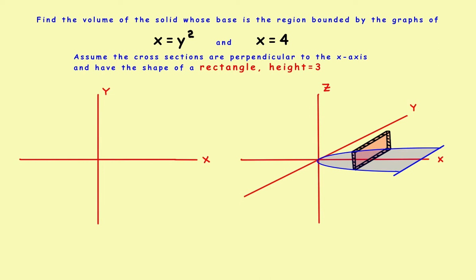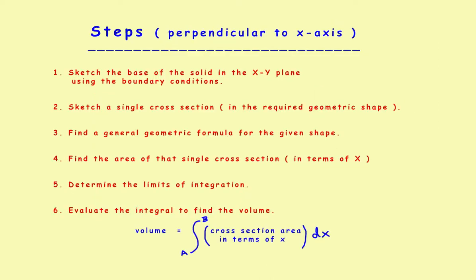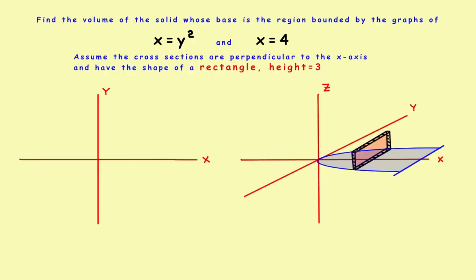Okay, now finally, back to the steps. Let's run through the steps and solve this problem. So the first step says this: sketch the base of the solid in the XY plane using the boundary conditions. So let's see what that looks like. Now the boundary conditions are these 2 equations in black up here. So x is equal to y squared and x is equal to 4. So using your working sketch, first of all, if you just made a rough sketch of x is equal to y squared, well, that's just a parabola that's symmetric about the x-axis. And if you sketched it, it would look like this.